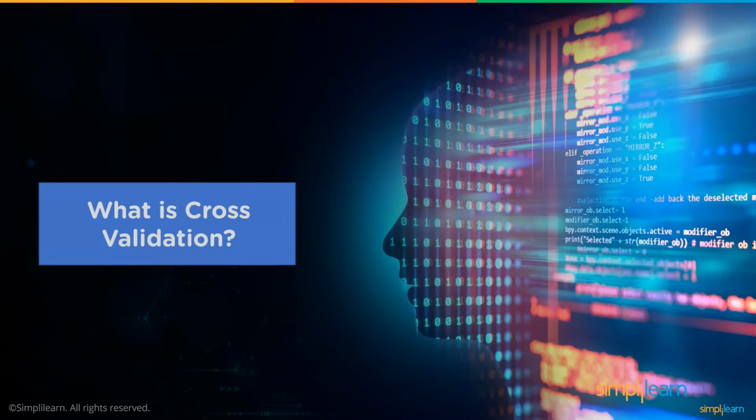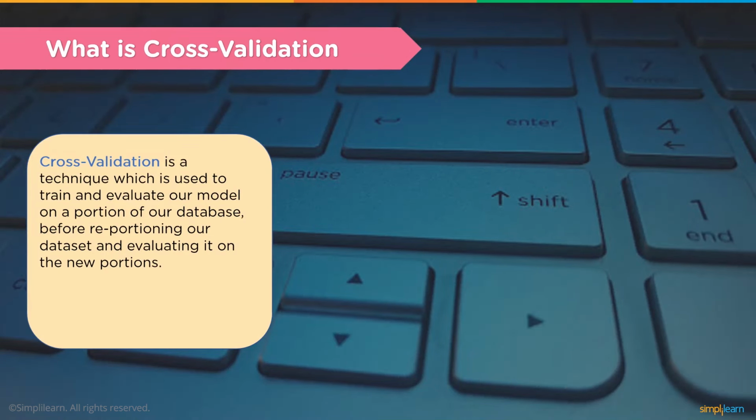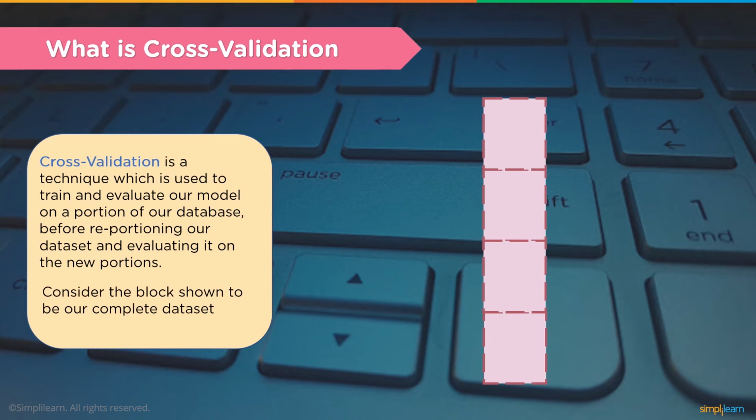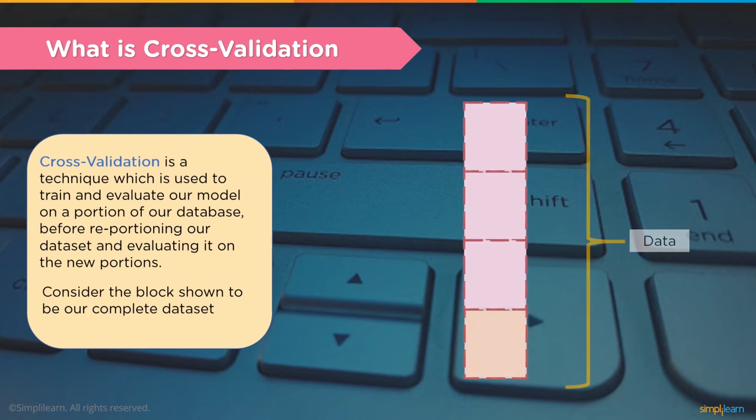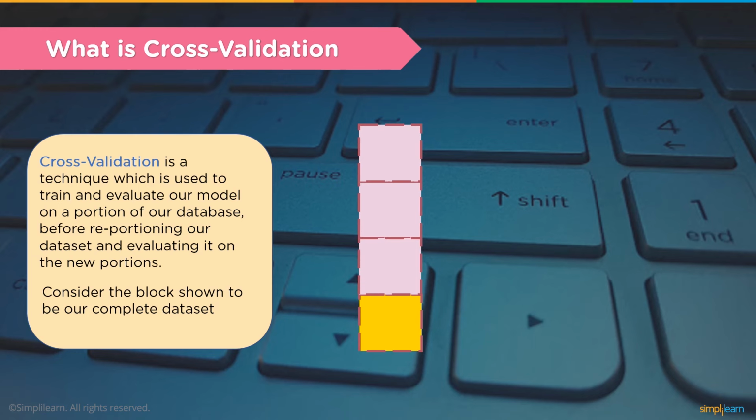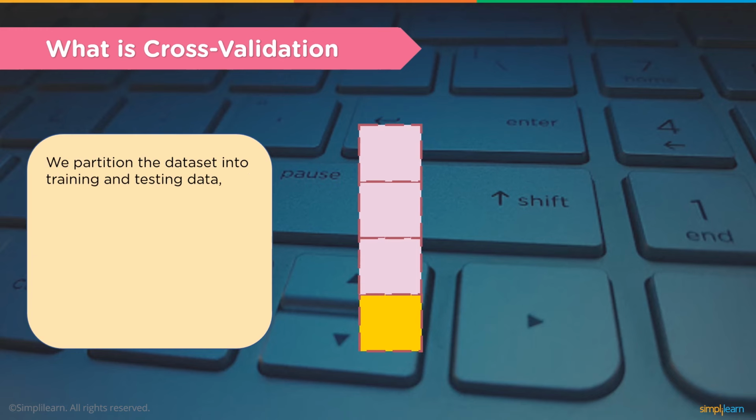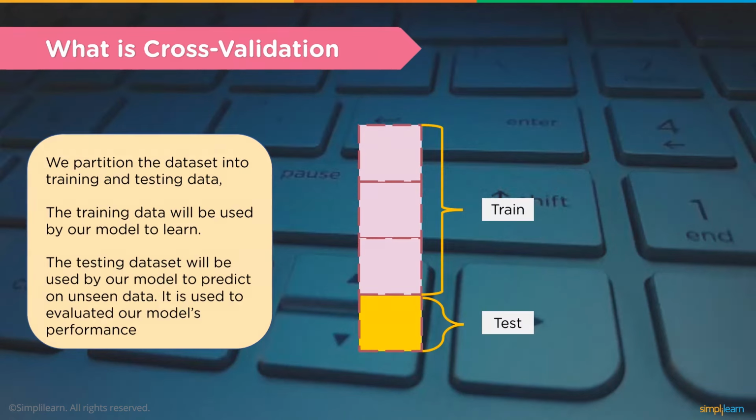So what is cross-validation? Cross-validation is a technique which is used to train and evaluate our model on a portion of our data set before repartitioning our data set and eventually using it on the new portions. Consider the block shown to be our complete data set. And you can see we've already taken the data set and divided it into 4 sections. And here we've cut out one section highlighted in yellow. We partition the data set into training and testing data.